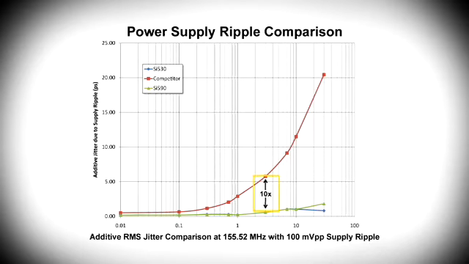As you can see, even among crystal oscillators, the performance can vary greatly. In this example, Silicon Labs is 10 times better than the competitive offering.